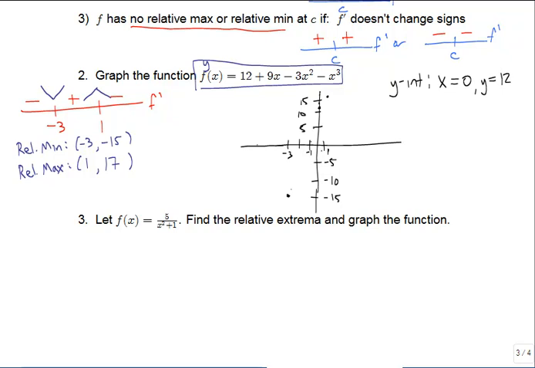Now based on that, and based on our number line over here, we know that to the left of -3 we're decreasing. So I have to be falling into that minimum on the left side of -3. Then I have to increase up to this maximum at 1, and while I'm increasing, I'm going to be going right through that y-intercept. And then after the 1, I have to fall again, so I would have to decrease just like that. So here's a very rough sketch of my graph.